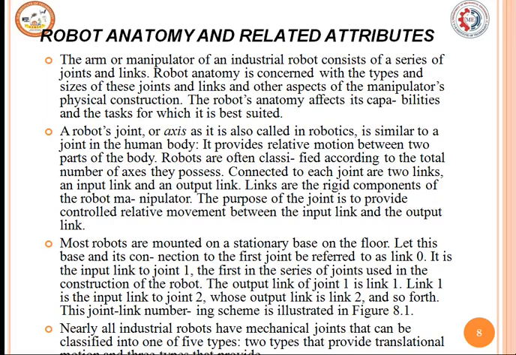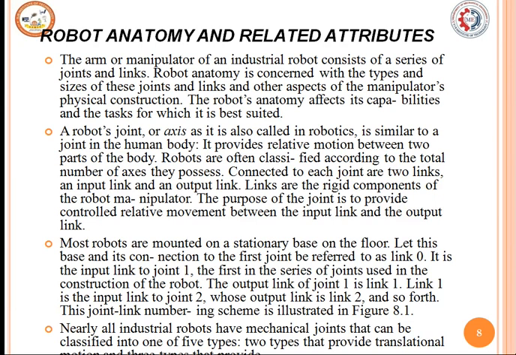Robot anatomy and related attributes. The arm or manipulator of an industrial robot consists of a series of joints and links. Robot joints, or axes as they are also called, are similar to the joints in a human being. Most robots are mounted on a stationary base on the floor.